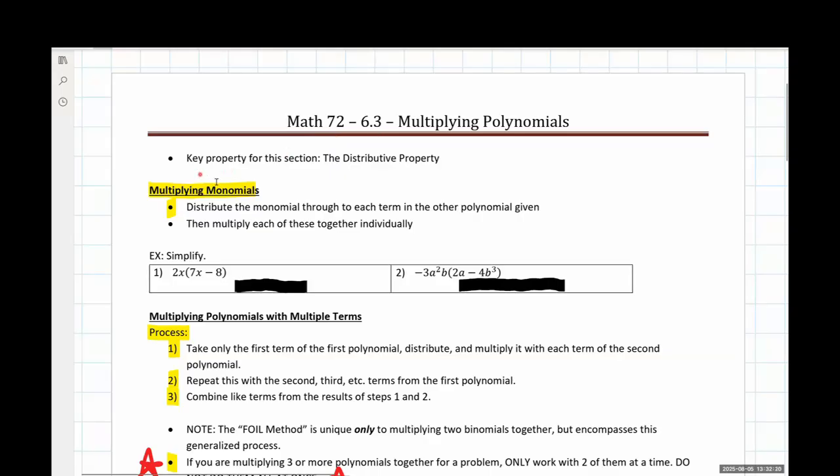So we'll start with multiplying monomials together. So what we're doing with this is we're going to take the monomial in front, whatever it is, and it's going to distribute through and multiply to everything inside of the other polynomial. If the other polynomial is a binomial, then it's going to multiply to 2 things. If it's a trinomial, then it's going to multiply to 3 things. If it's got 4 terms, 5 terms, whatever, then the monomial is going to go through and multiply to each of those terms in that other polynomial that's been given to us.